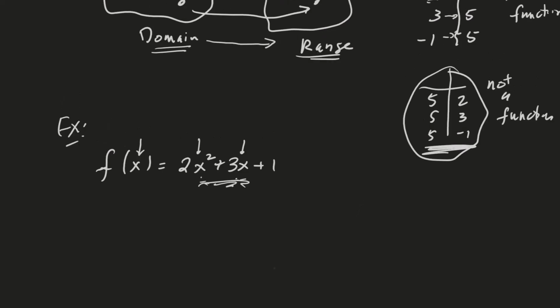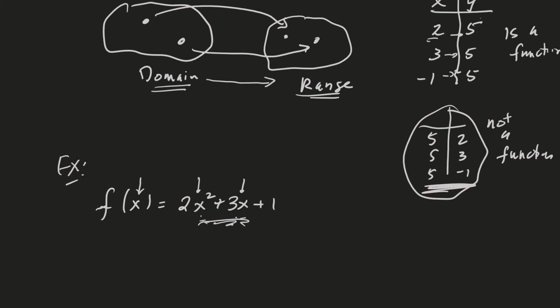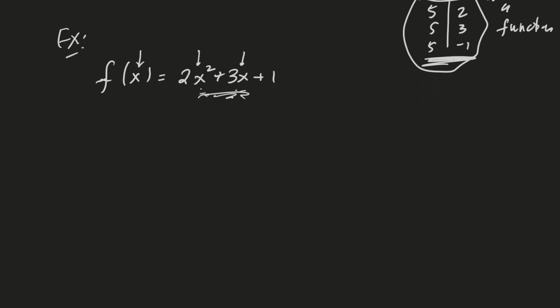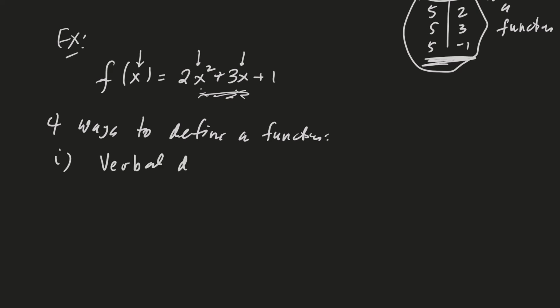Let's take a look at several ways. You can see here that I've been using several ways of looking at or thinking about a function. So let's be a little bit more formal about that. There are 4 ways to define a function. The first one is a verbal description. We talked about that in class.